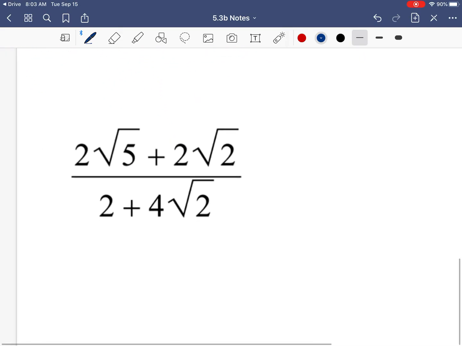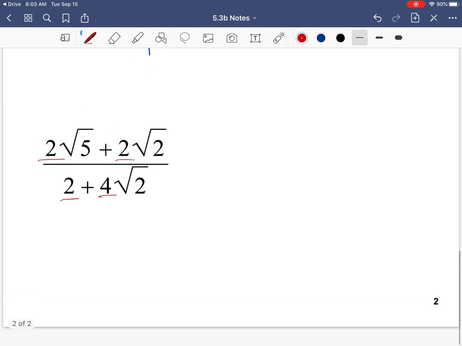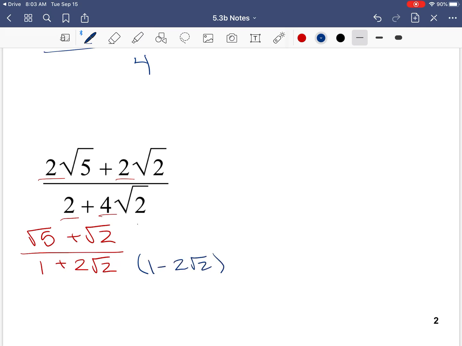And I believe this is our last example. So to start off with, notice in our coefficients, every single term has a common factor of 2. So in order to simplify our numbers, I would divide every single coefficient by 2. So I'm going to end up with root of 5 plus root of 2 over 1 plus 2 root of 2. In this case, my conjugate is going to be 1 minus 2 root of 2.